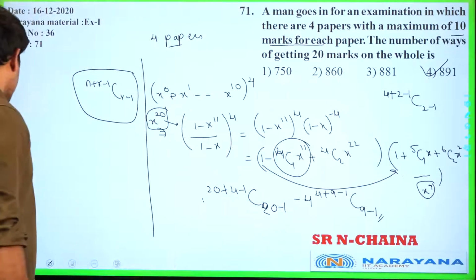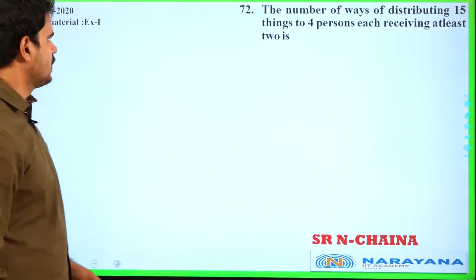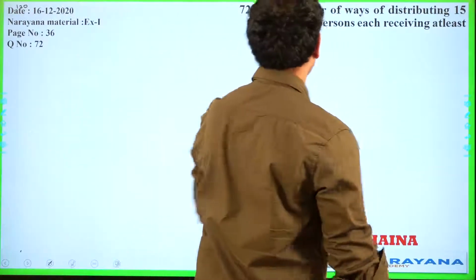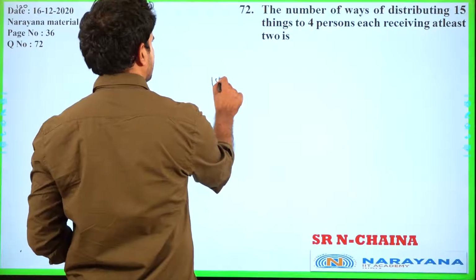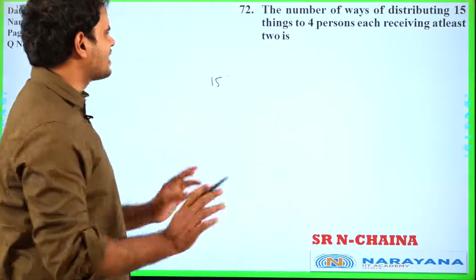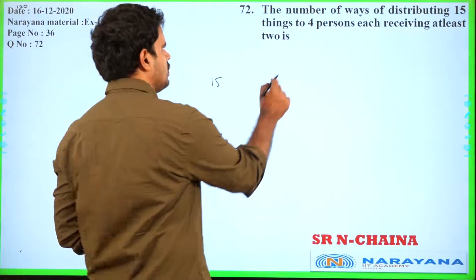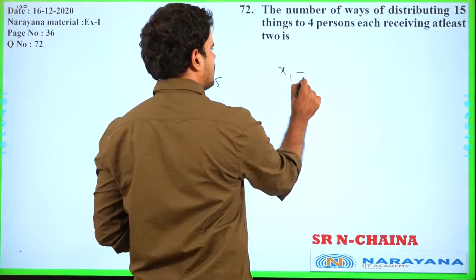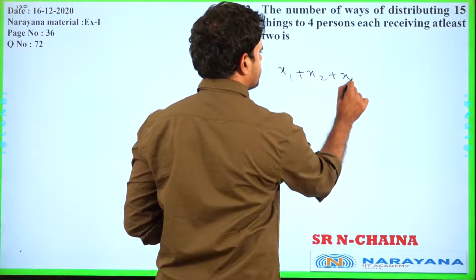So let me go with the next question. The number of ways of distributing 15 different things to 4 persons, each receiving at least 2. So let us take these 4 persons as x1 plus x2 plus x3 plus x4.